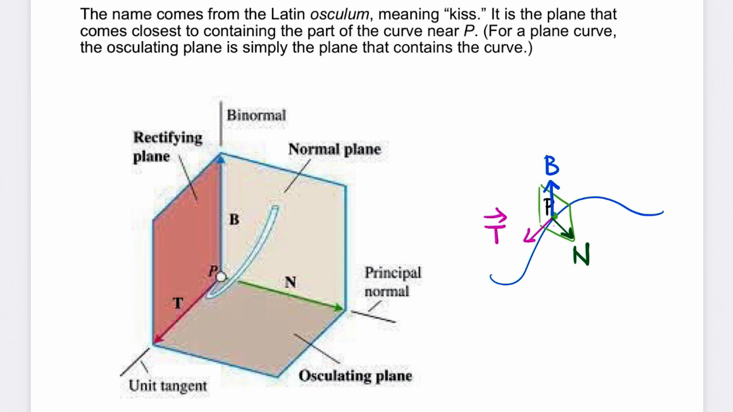The plane that is determined by the unit tangent vector and the normal vector is this one over here. This is called an osculating plane of the curve at this point P. It is a plane that comes closest to containing the part of the curve near P. If you have a plane curve, then the osculating plane is simply the plane that contains the curve. So if you have a plane curve on the xy plane, then this osculating plane will be just the xy plane.